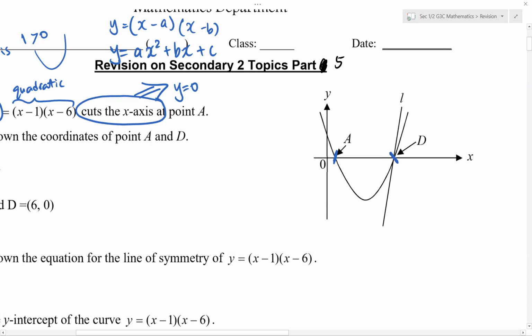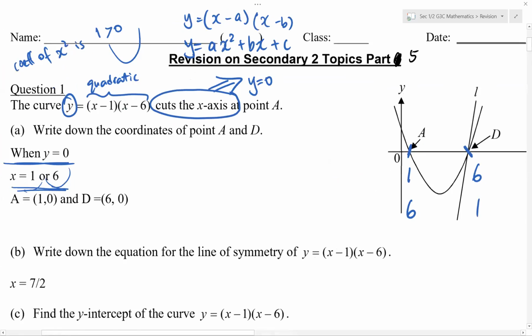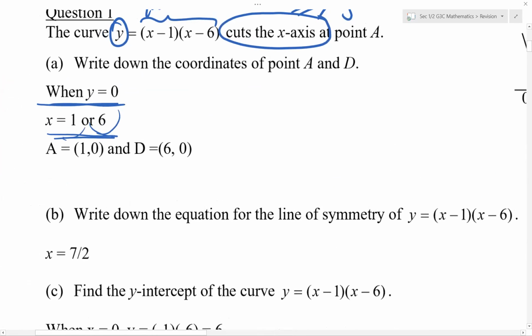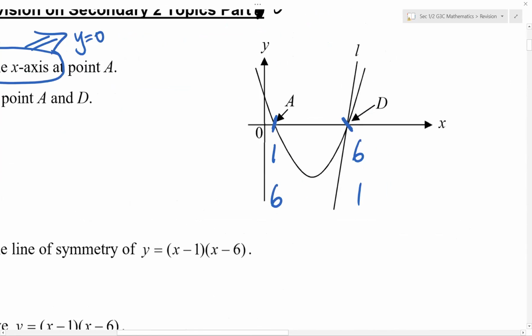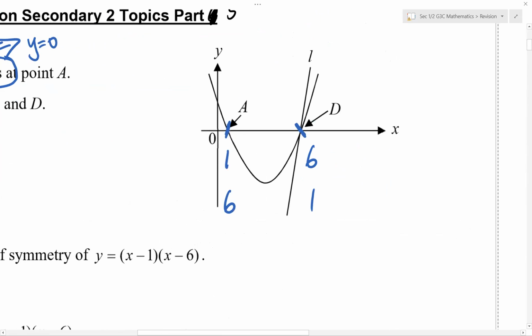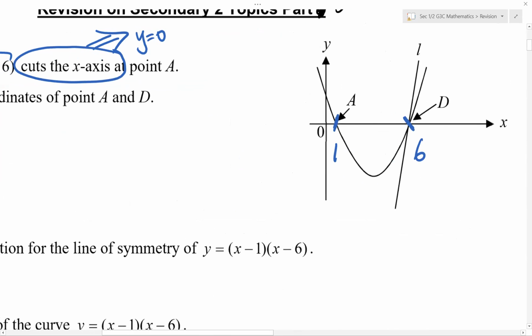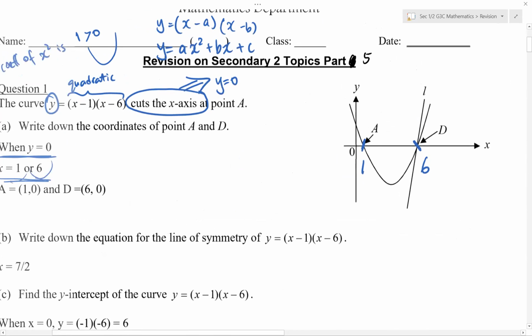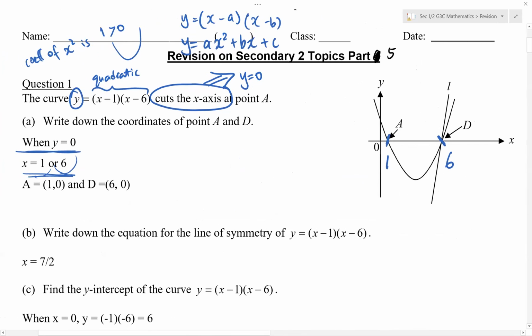One of them will be 1, one of them will be 6. You have to decide, is this going to be the case, 1, 6, or is it going to be 6, 1? Common sense, which one is it going to be? 1, 6 lah. You cannot write 6, 1, right? I mean, once you see that, hey, there are two answers, no? x is 1 and 6. Oh no, how am I going to decide? It's not difficult. It's a number line. So A has the coordinates of 1, 0. D has the coordinates of 6, 0.